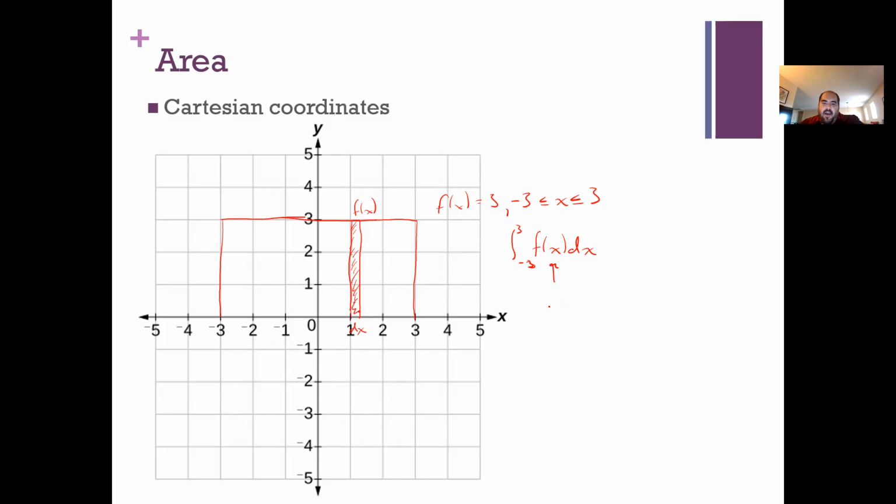So this f of x is my height. This dx is my width. I'm going to take all those areas, add them all together, and that'll be my final area. So hopefully this looks familiar. We've kind of developed this a few times in the past, which is why I'm going through it relatively quickly. But I think it's good to remind us of the fundamentals of what we're doing before we apply it to polar. Basically, I'm taking a small shape, finding its area, and repeating that process an infinite number of times to get the full area. So that's Cartesian.